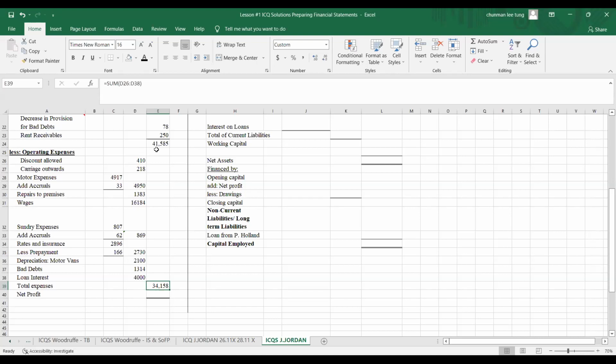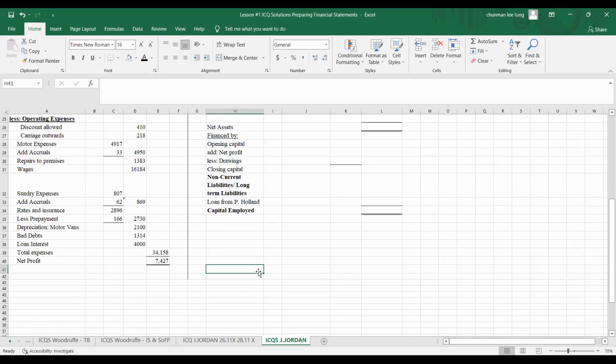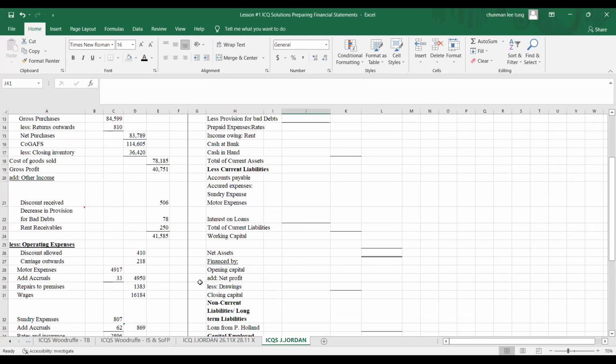So what is our loss? Find the difference between the 41,585 and the 34,158. 74,27 will be our net profits. Are you all seeing that? And that is just the first half, which should give you about 15 marks in the exam. For at least 15 marks, it can sometimes go for more.